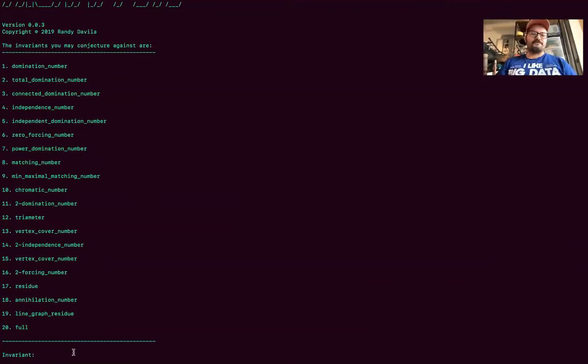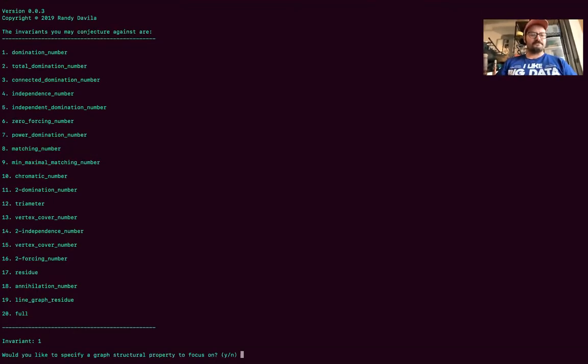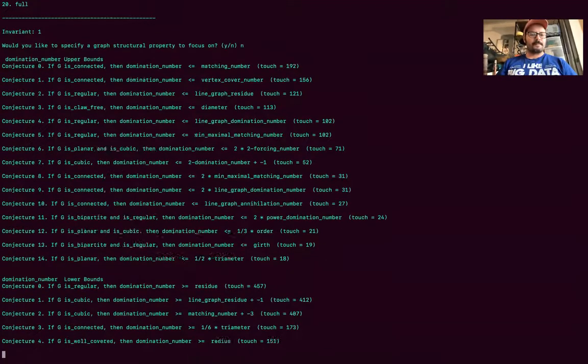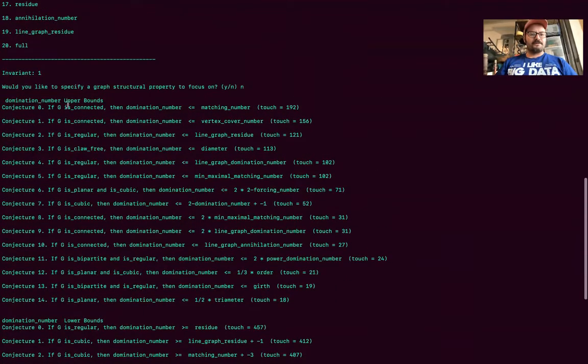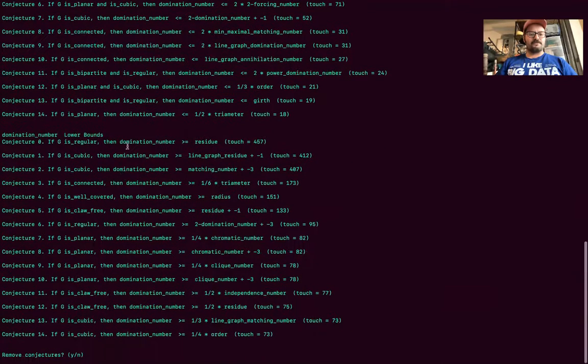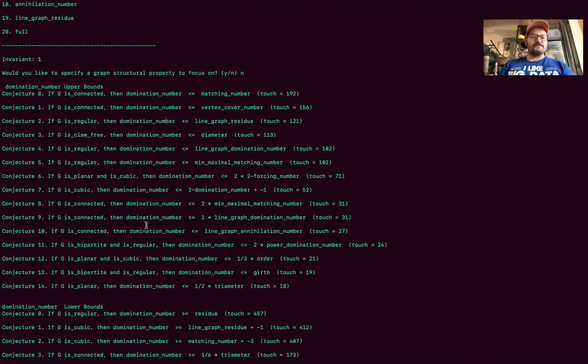So suppose we want to form a conjecture on the domination number. So let's do that. And for now, let's not focus on a structural property. By running this, we see that we have both upper bounds on the domination number and lower bounds on the domination number. These conjectures are sorted according to various heuristics that I've programmed into TxGraffiti that sorts them by what I would consider like the strongest conjecture.